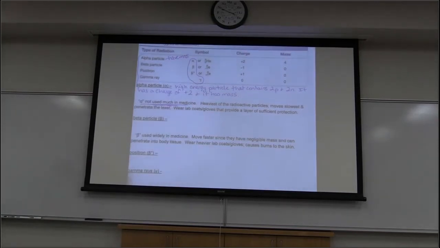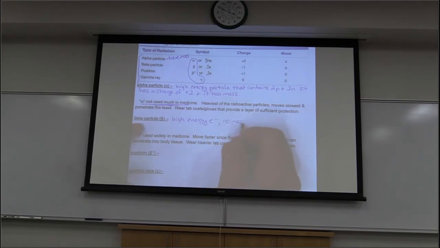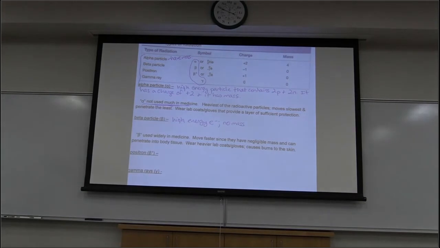So beta particles are used often in medicine. They are high energy electrons, and they basically have no mass.